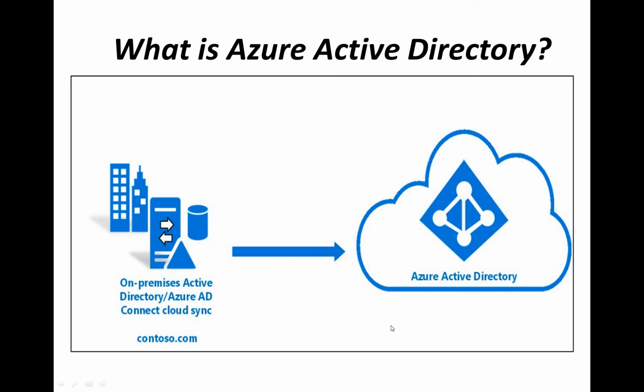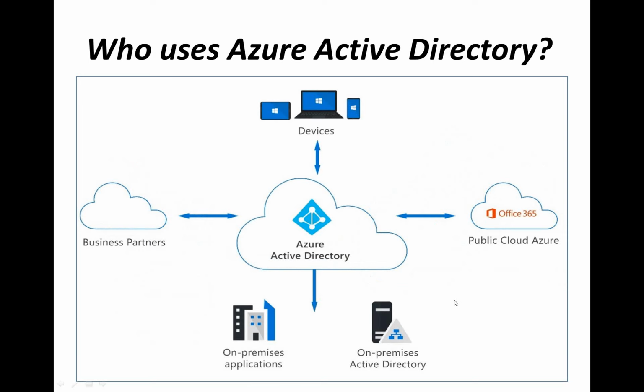In the next slide, you can see who uses Azure Active Directory. In this diagram, you can see that in a centralized location you have Azure Active Directory, and let's suppose you're using various devices. The devices can be directly authenticated via Azure Active Directory. When you log in, you need to enter your user ID and password, and those would authenticate with Azure Active Directory.